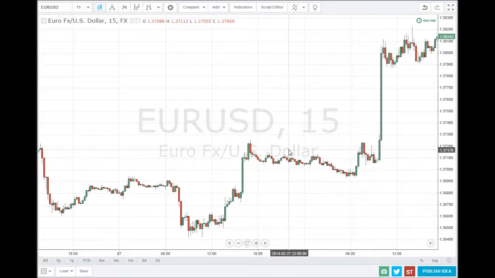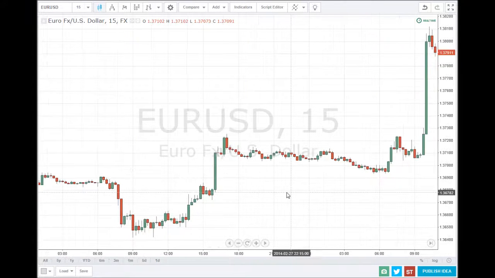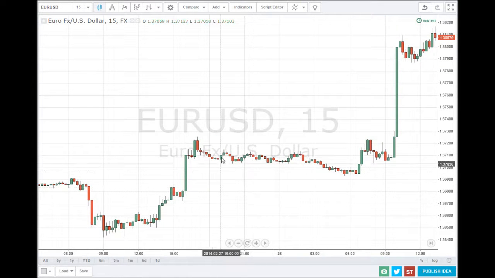If we take the overnight of the 27th of February and zoom in, we have a very clear range. Price is moving up and down between two tight areas of support and resistance. I thought I'd share that with you as it's something we haven't covered yet in either of these binary options series. Depending on the currency pair, price can range in an overnight session.